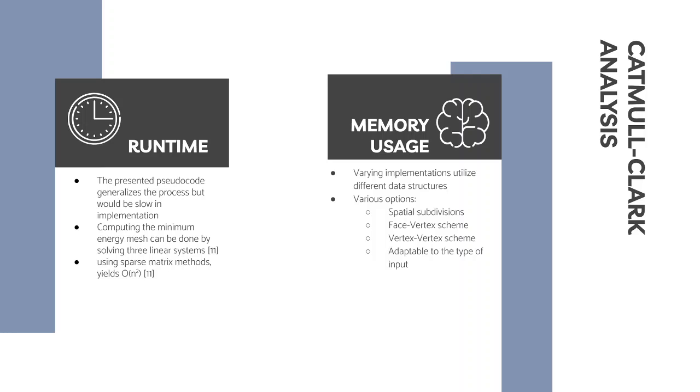Now for the actual analysis concerning Catmull-Clark. These figures are from 1993 but accurately display the runtime of the methods of the original algorithm. Note that the pseudocode we just went over generalizes the process and is great for understanding but would be slow in real life. Thus, computing the minimum energy mesh is often done by reducing the math to solving three linear systems. With this adaptation, using sparse matrix methods, the algorithm is big O of n-squared. As for memory usage, like Du-Sabin, there are various options, and the memory usage is often determined by the application and its needs, once again.